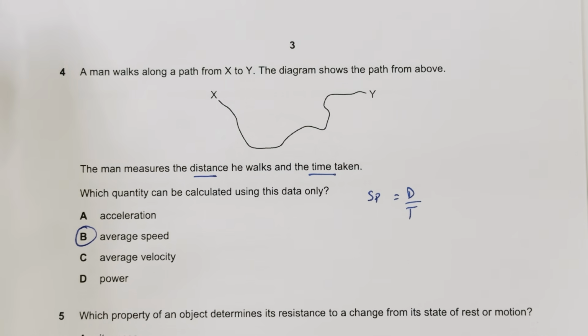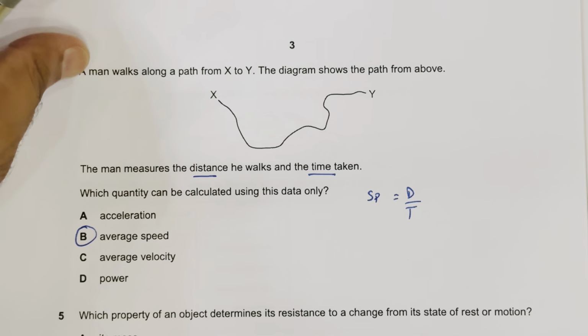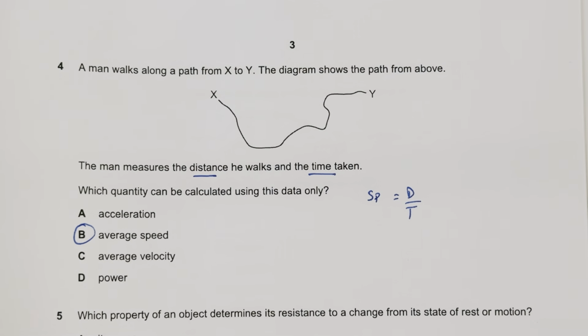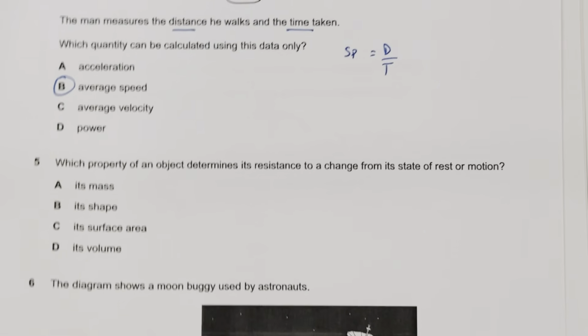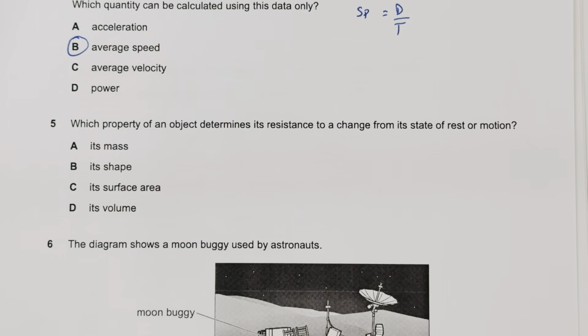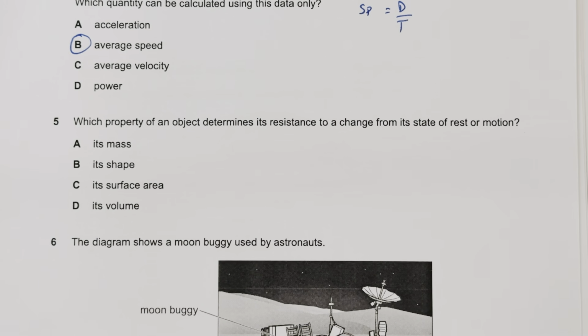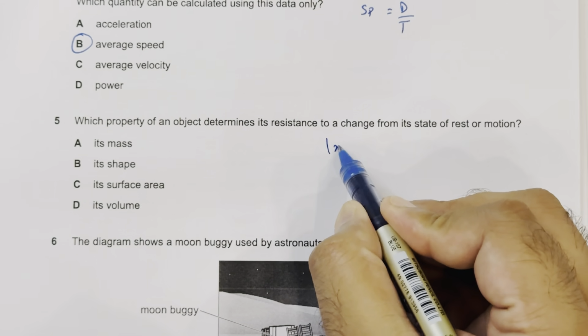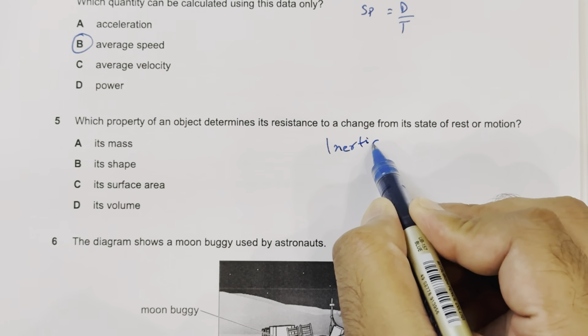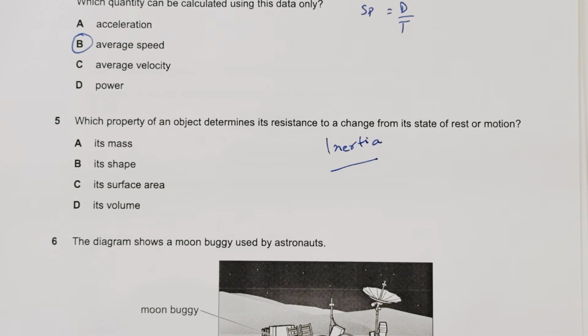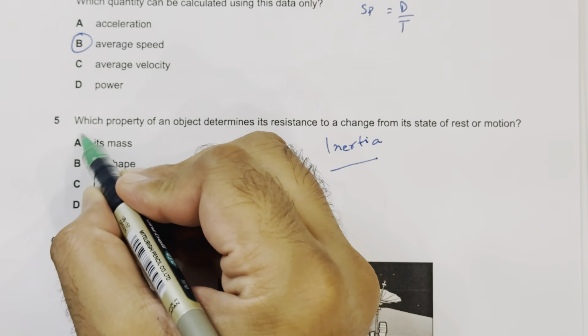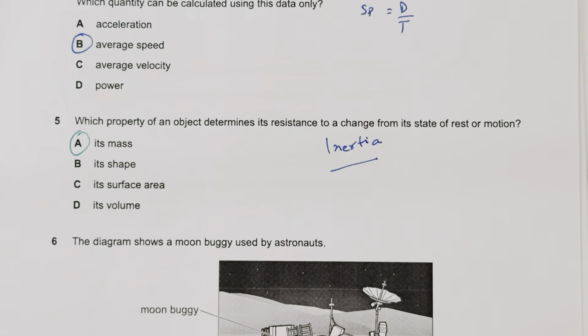Moving to question number 5. Question number 5 is: which property of an object determines its resistance to a change from its state of rest or motion? Okay, we know that it is inertia. The property is inertia, and for a heavier mass, inertia would be larger. So option number A is showing the mass option, so it depends upon inertia. Okay, moving to question number 6.